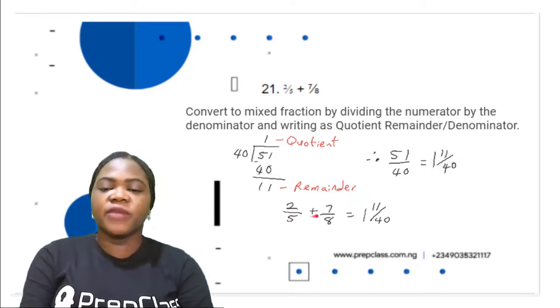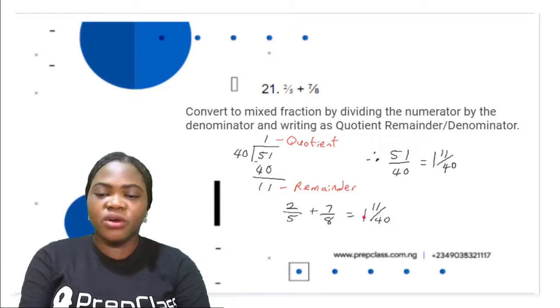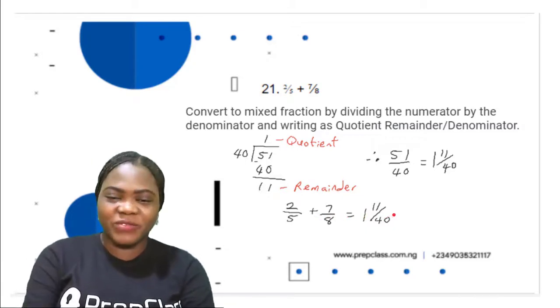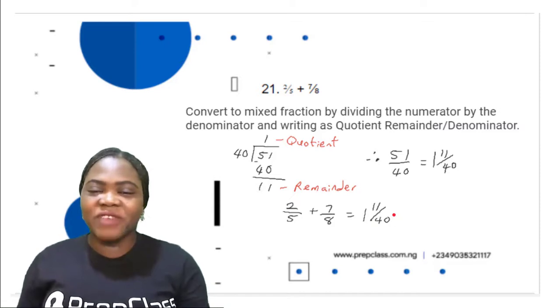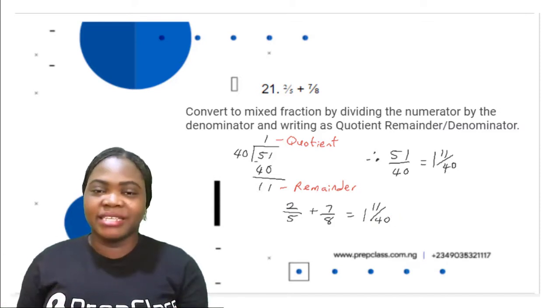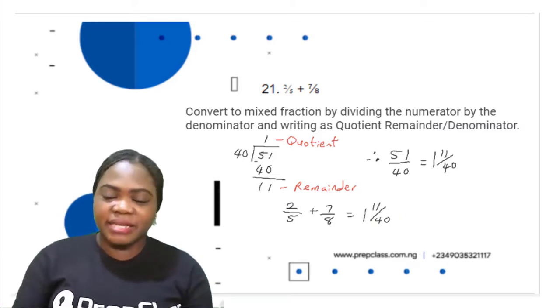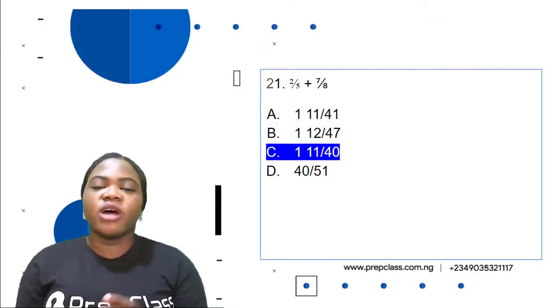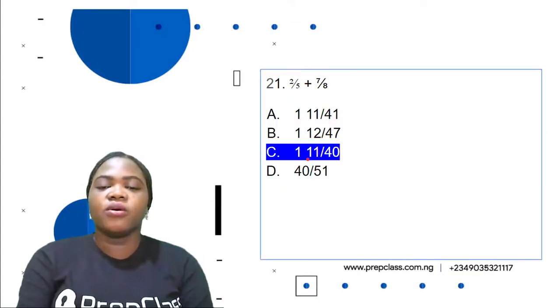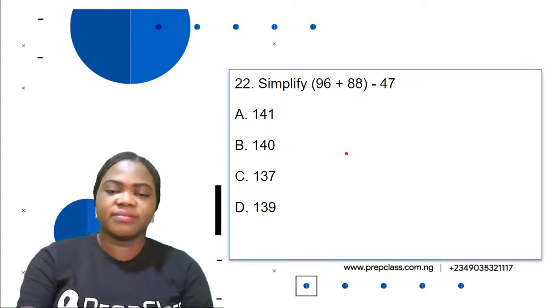So 2 over 5 plus 7 over 8 will give us 1 whole number, 11 over 40. You can see that adding fractions is actually very easy. Okay, so the correct option is C, 1 whole number, 11 over 40.